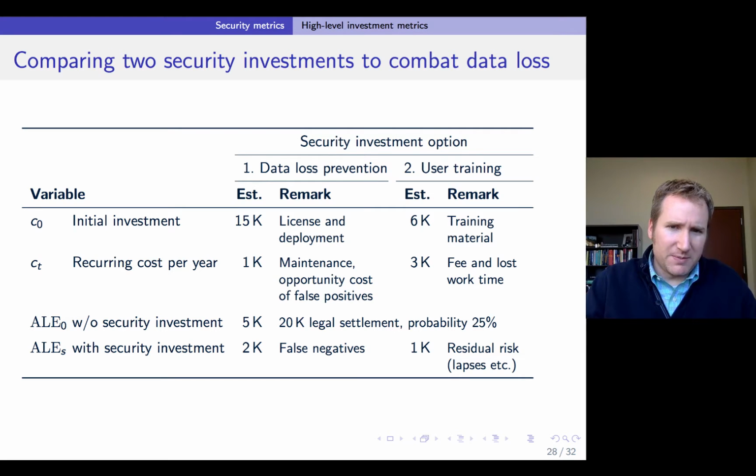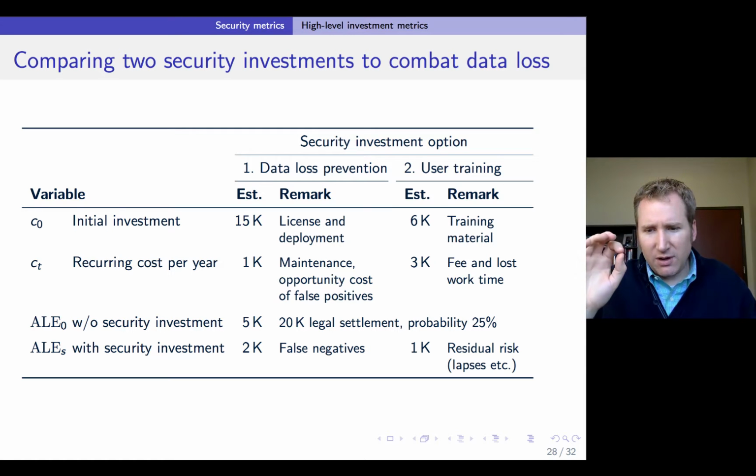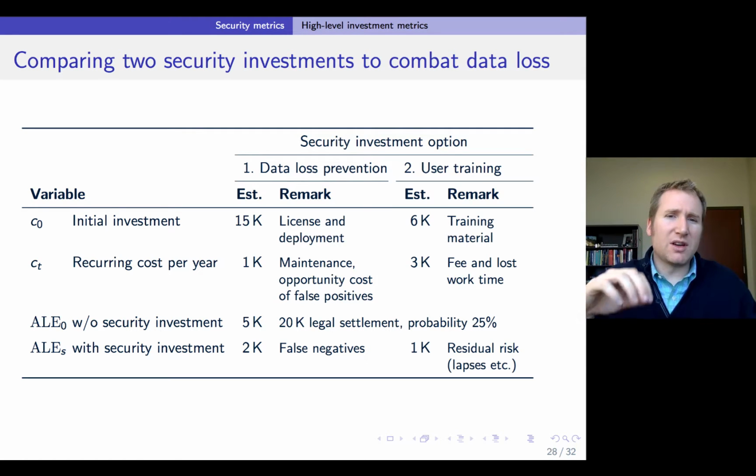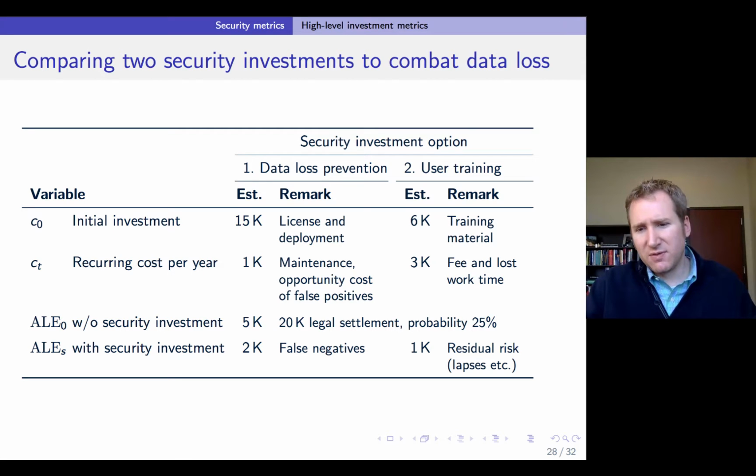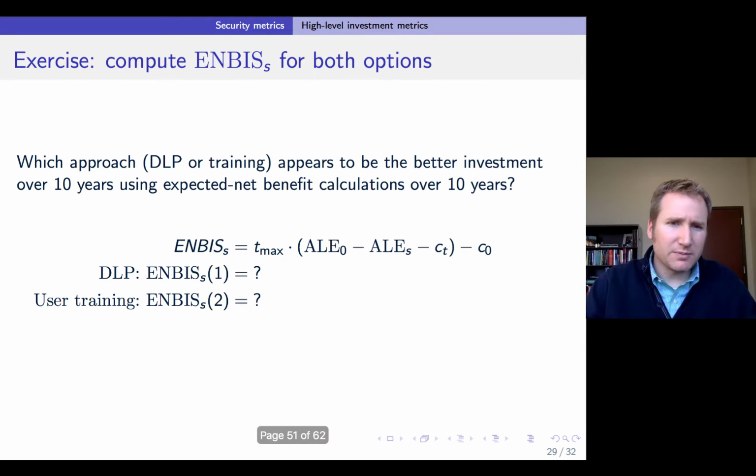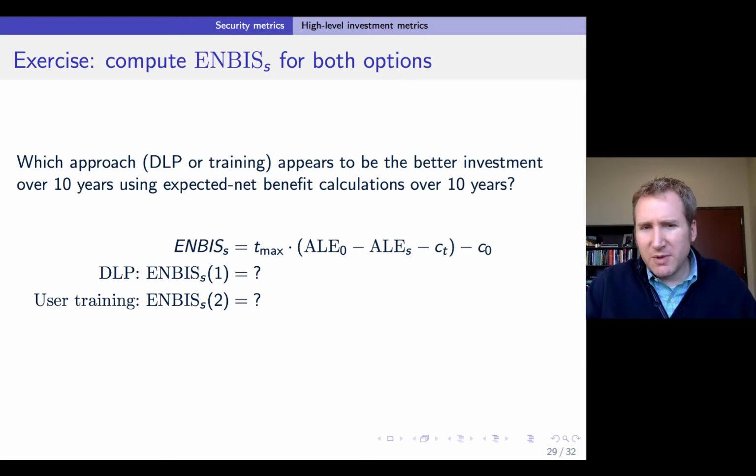after making that investment. So we've got two security investment options, and we want to compute these metrics to try to identify which one makes more sense from an investment perspective. So we'll compute it for each of these metrics. Let's start with the expected net benefit of security, which doesn't really consider the effective time. So the question here is which approach, the DLP versus training, is the better investment over 10 years using expected net benefit calculations over those 10 years.